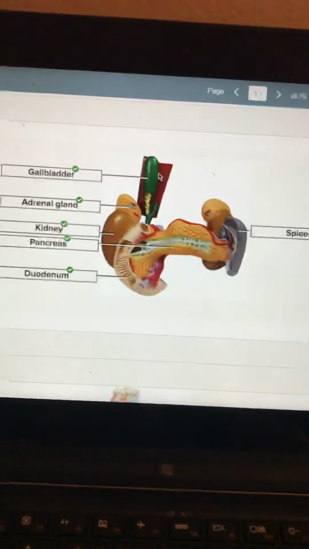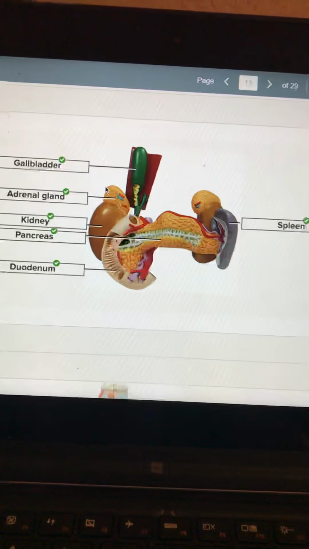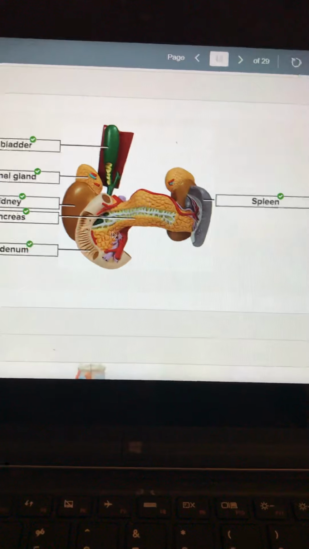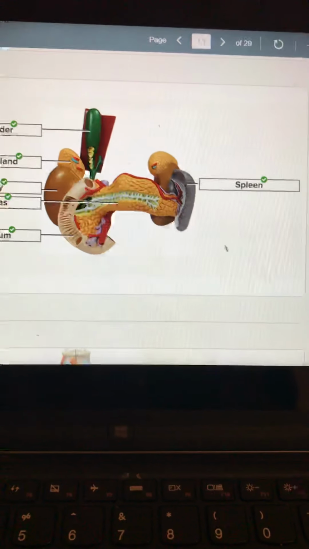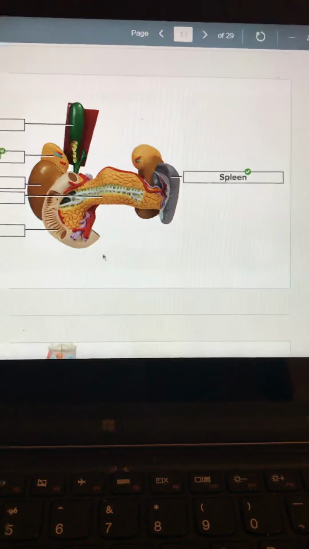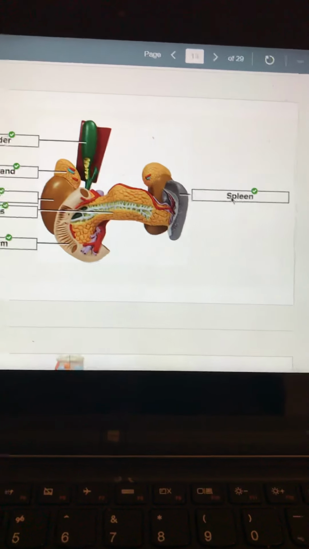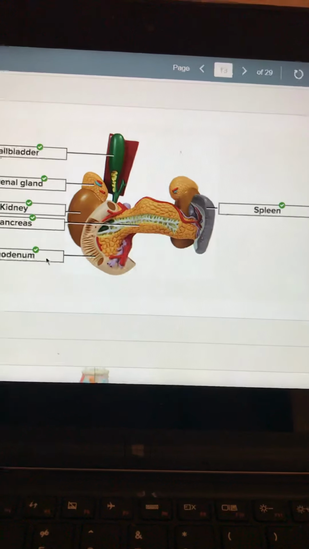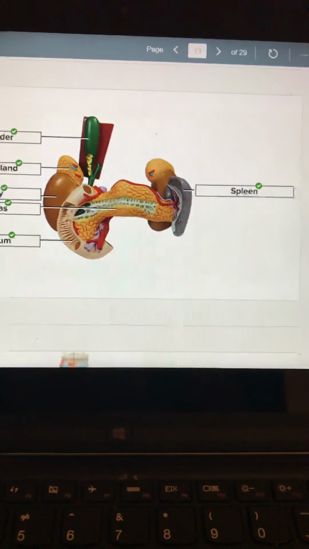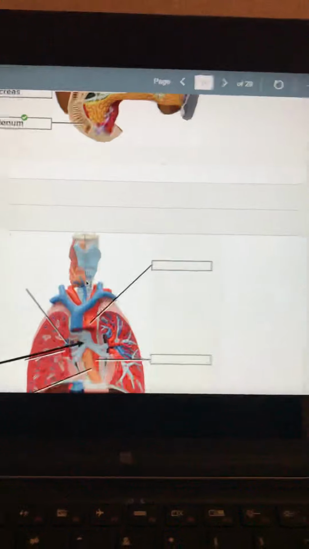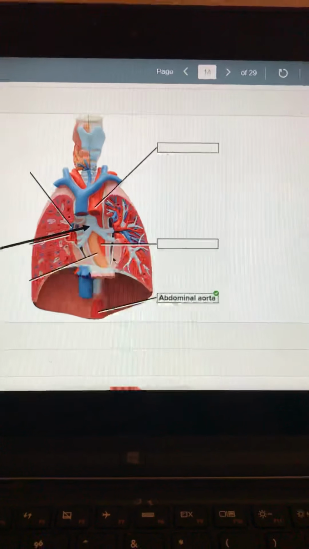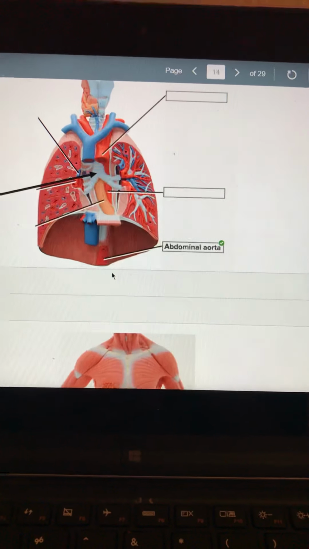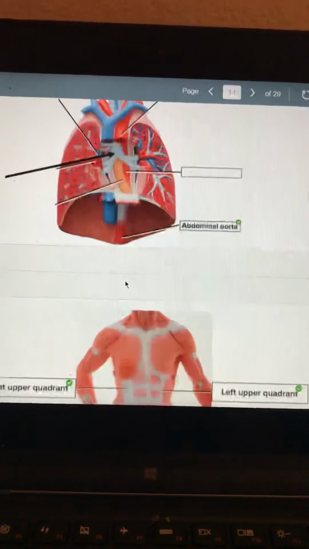Here we can see a view of the gallbladder, the adrenal gland, the kidney right under it. Here's the pancreas. Normally the stomach will be like right here in this area with the large intestine and everything. Here's the spleen, the kidney, yes, the duodenum, which is this tube-like structure. Alright, here is the heart, the bronchiole. This is once again the abdominal aorta.